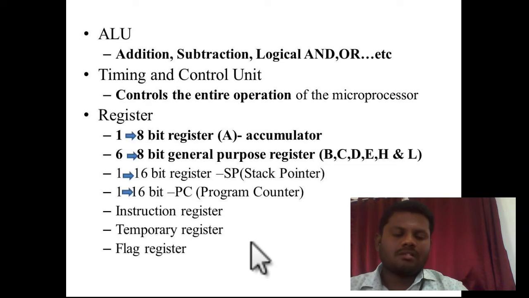The third one is registers. We already know they are storage, but not at the GB level; they are at the bit level. There is one 8-bit register and six general-purpose registers, and one of them is considered the accumulator.